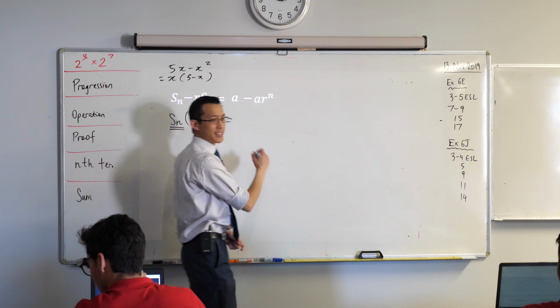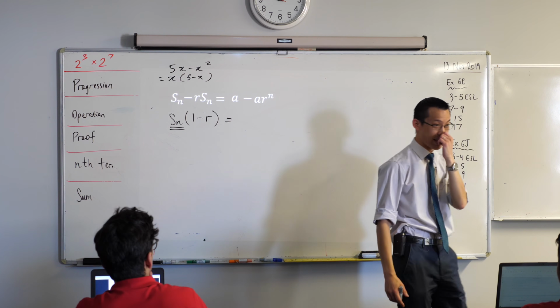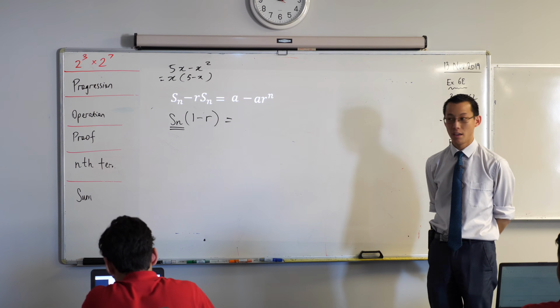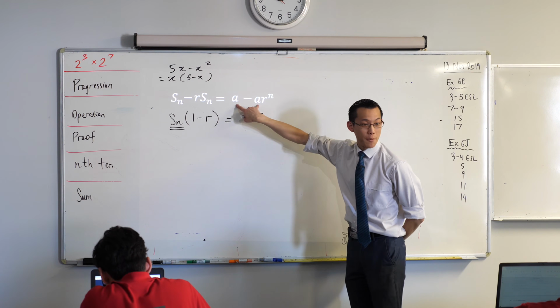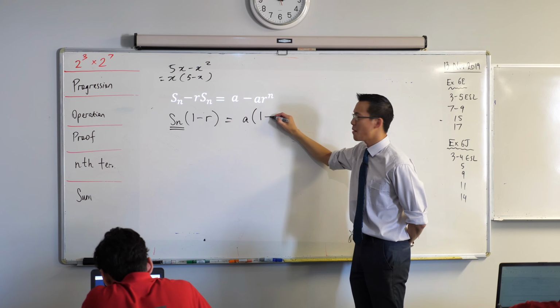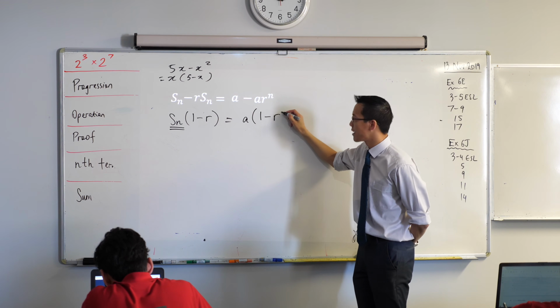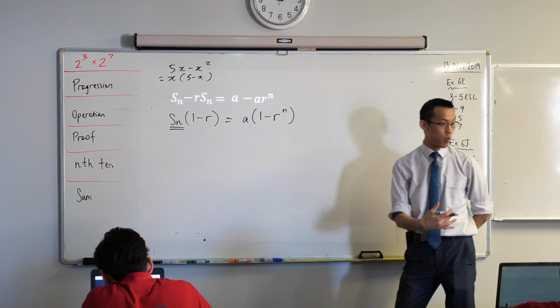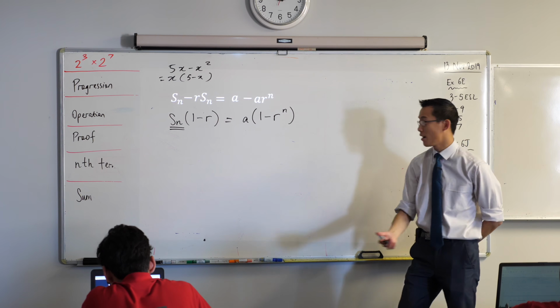Some of you might be able to anticipate what I'm going to do on the right-hand side. How can I simplify it? I can factorize this common factor of a this time, so I take that out. What does that leave me with? 1 minus, careful, r to the power of n. And I'm just one step away from the formula I was after, right?